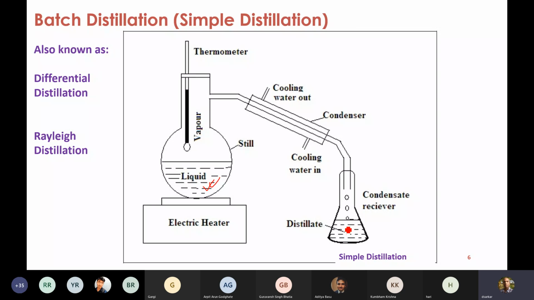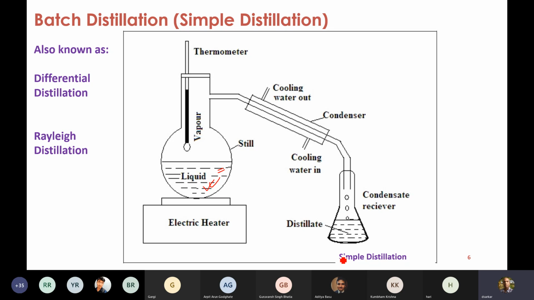Now we keep on heating. Let us say I heat so that at least 1/3 or 2/3 of this initial liquid is vaporized. Note that the concentration of the more volatile component A in the vapor that comes out will keep on decreasing. Right? Initially it will be very rich, but it won't be so with time because A is depleting from the still, from this still here. So the composition of the condensed vapor that you get will keep on varying with time.